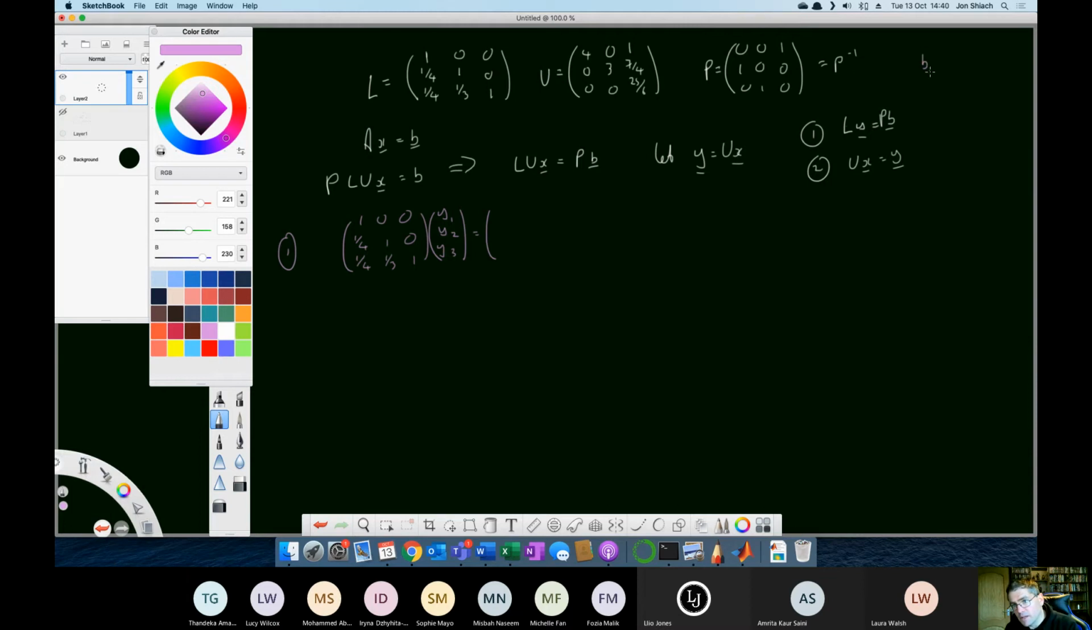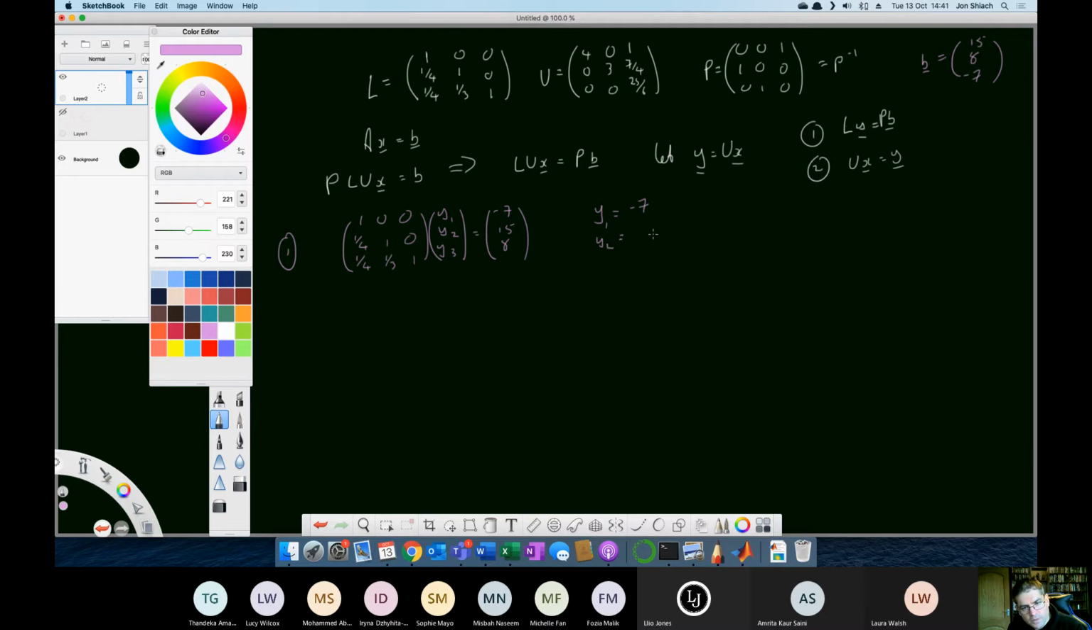So I'd make a note of that up here. 15, 8, minus 7. Okay, so if I was to perform this permutation matrix on this, I'd have minus 7, 15, and 8. Because we have 3, 1, 2 as the order. So 3, 1, 2.